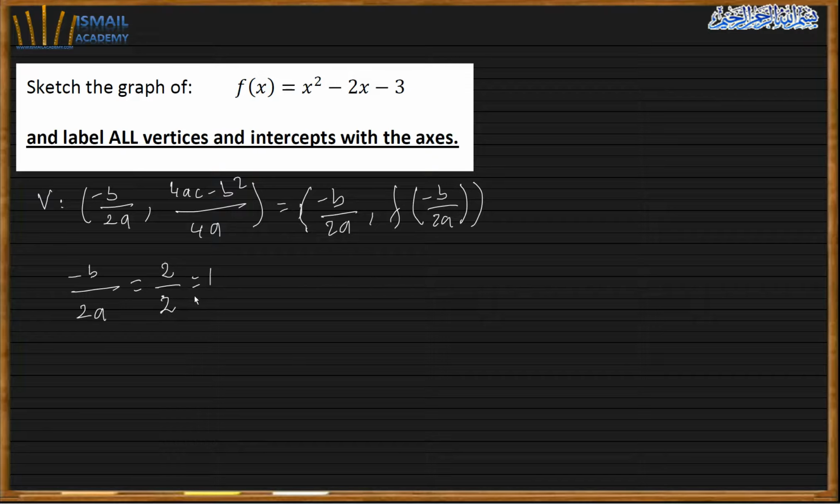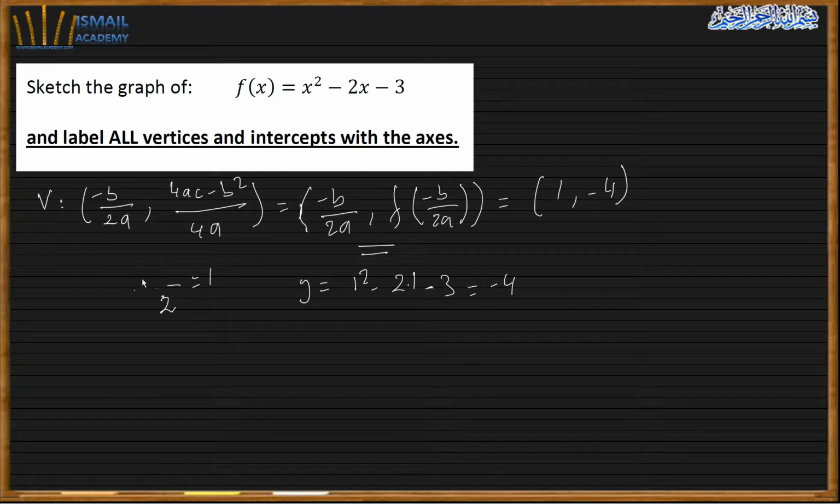So in my case, personally, if I have this, I'm going to use the second one. Why? Because I have simple input, just 1. I just need to plug in 1 there. So my y will be 1 squared minus 2 times 1 minus 3. So it's going to be minus 4. As you see, it's very simple. So there's no point to use this. So my vertex will be 1, minus 4.